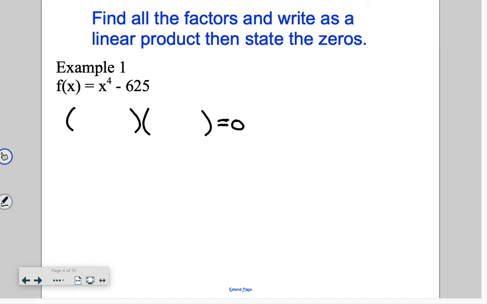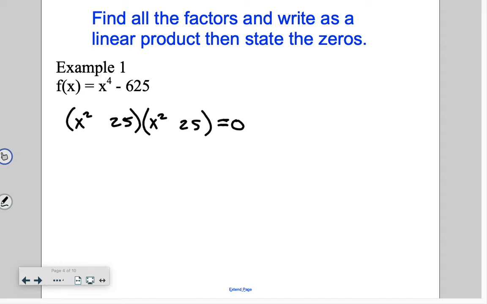So what's the first thing we're squaring? In order to get x to the 4th, what do you square? X squared. So there's the first part in each one of your factors. What do we square to get 625? 25. There's the second part of each factor.